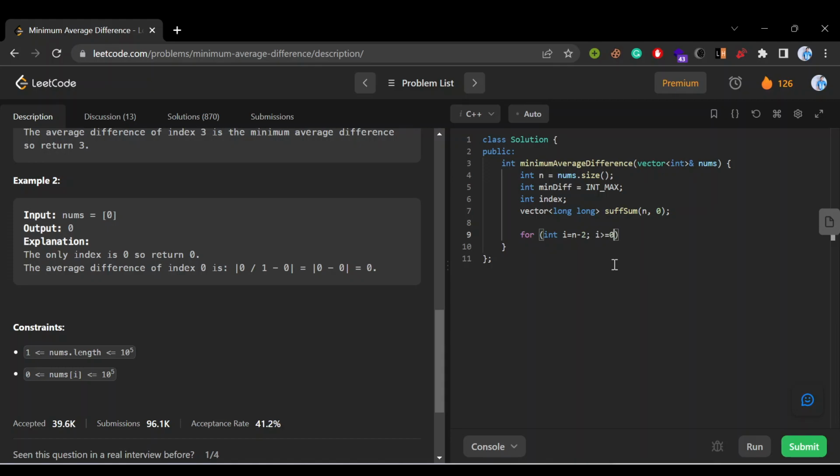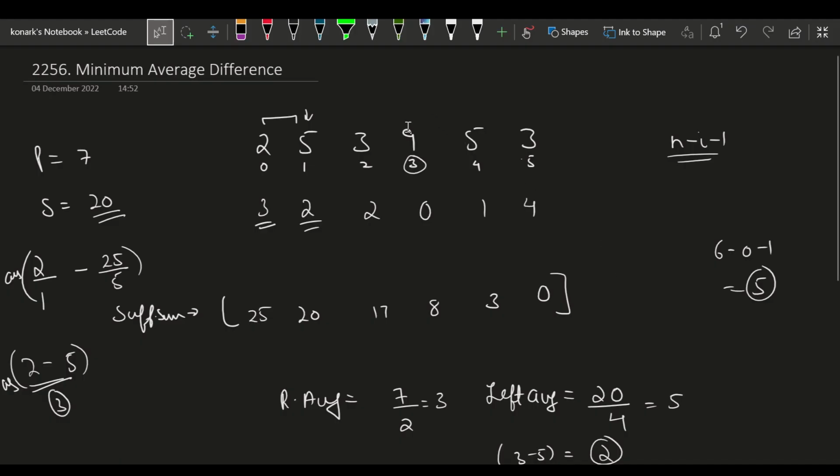And I is greater than or equal to 0, I is decrementing, and suffix sum of I is equal to suffix sum of I plus 1 plus nums of I plus 1. Which means that when I am at index 3, the sum that I am taking is the previous sum, that is 3, and the last value, that is 5, which is why this is I plus 1 and this is I, right? So I'm taking nums of I and the suffix of I plus 1.